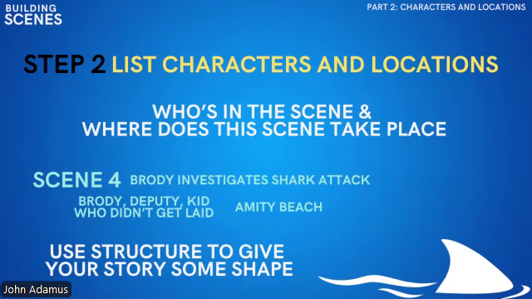So scene 4 in Jaws is where Brody investigates the shark attack. So who's in this scene? Brody's there because he's doing the investigating. The deputy is there because that's who called Brody in. And there's a kid who didn't get laid. He's the guy who's supposed to be hooking up with the girl who got eaten by the shark. So the 3 of them are there. The scene takes place on the beach. And we just write it down somewhere.